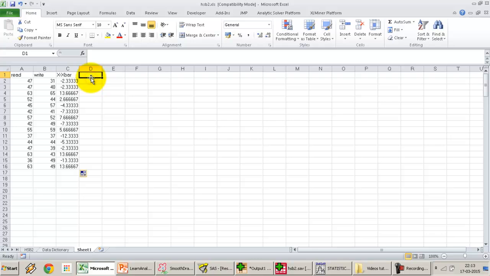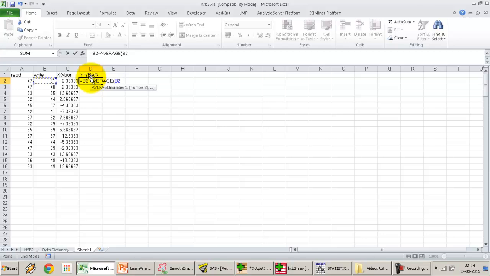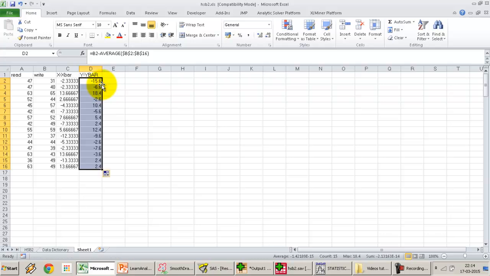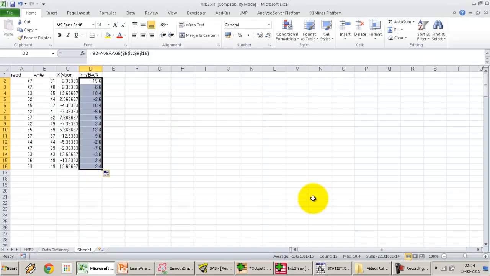And now I'm going to calculate y minus y bar. The y variable over here is read, so I'm going to take y minus the average of y, and here we get it. So these are the x minus x bar and y minus y bar columns calculated, and we have to multiply these. So I will take up the numerator over here.